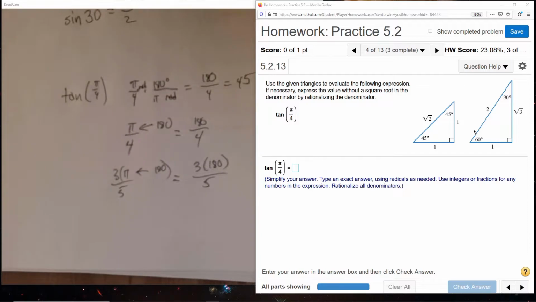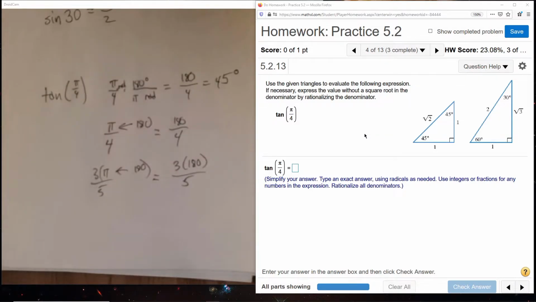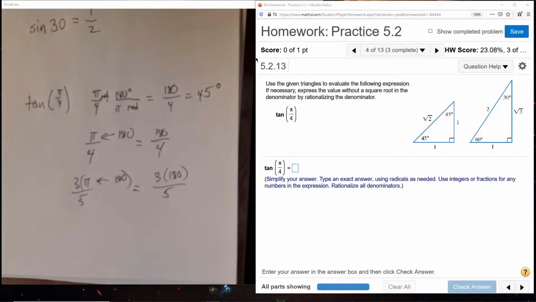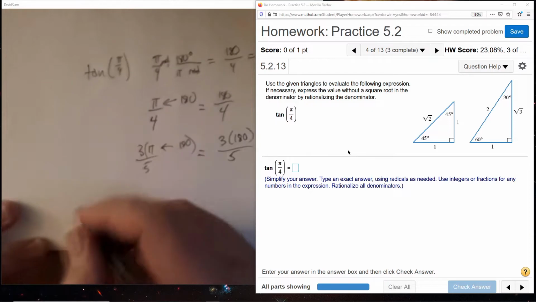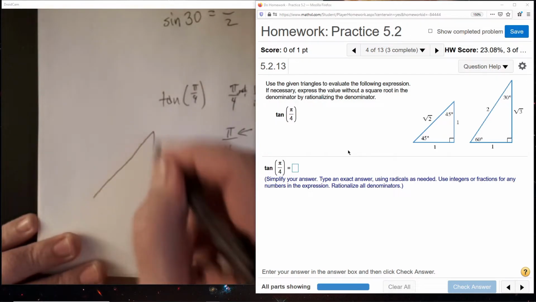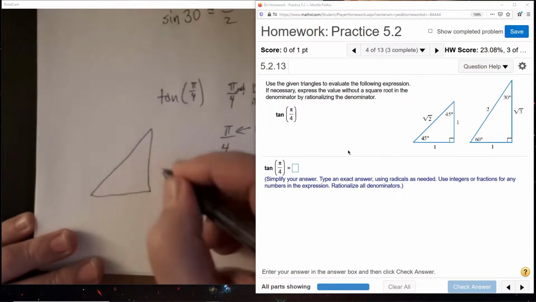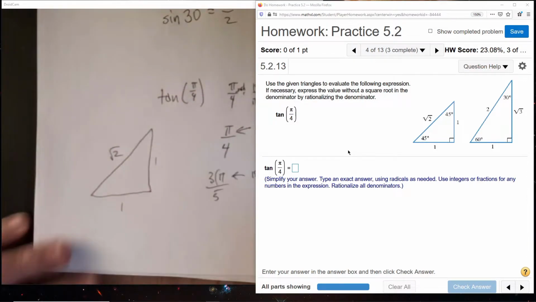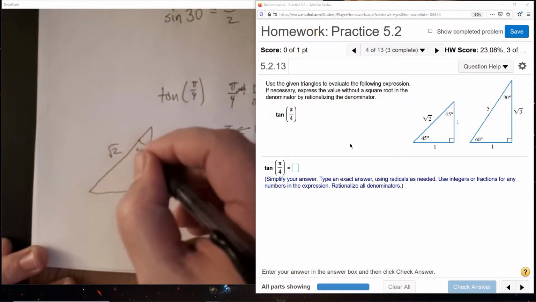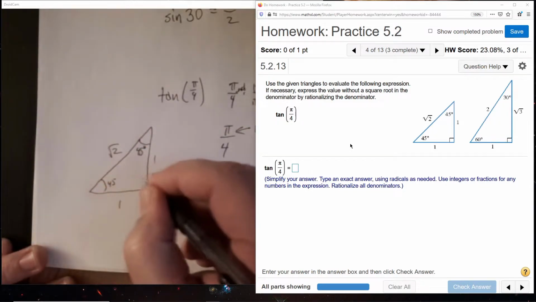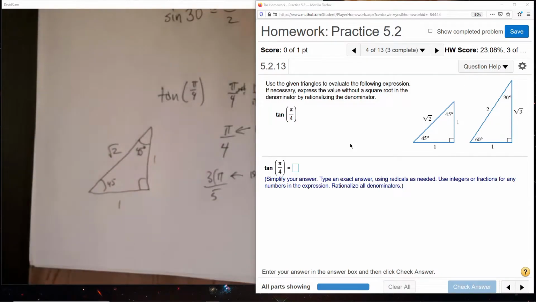So, anyways, continuing on with this problem, pi over 4 is a 45 degree angle, which means the left picture here. And then we have to look at our picture. Let me draw it here. Now, another thing that they're being kind of confusing about is we have two 45 degree angles. And in this case, you can choose either one. They both give you the same answer.